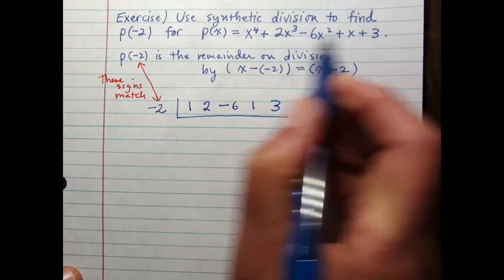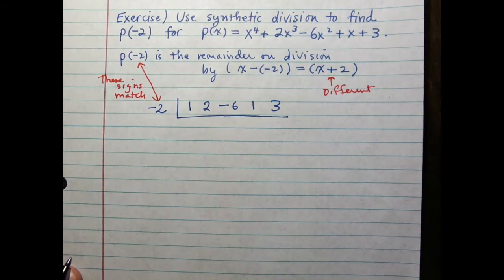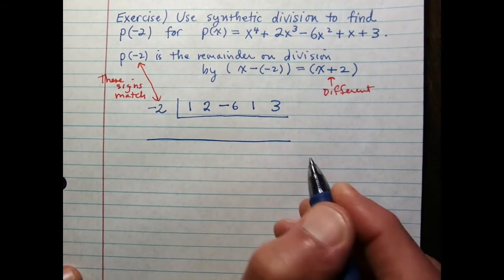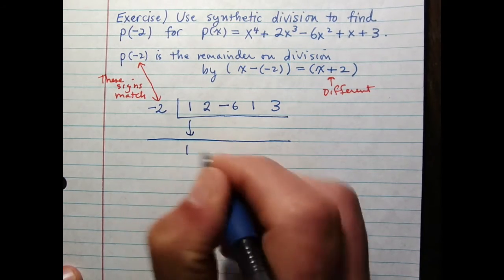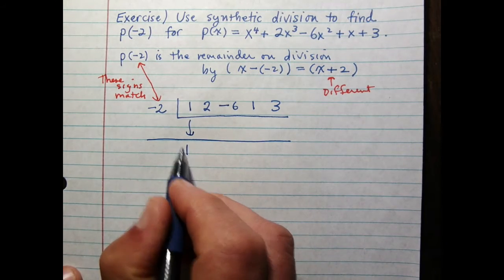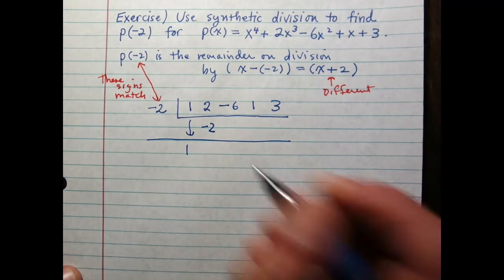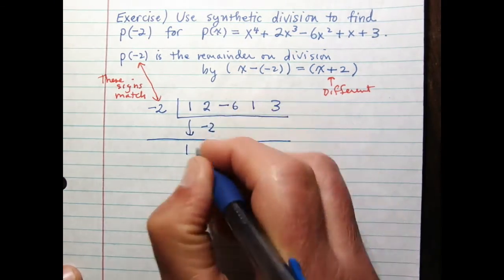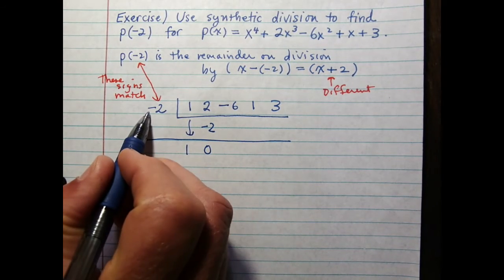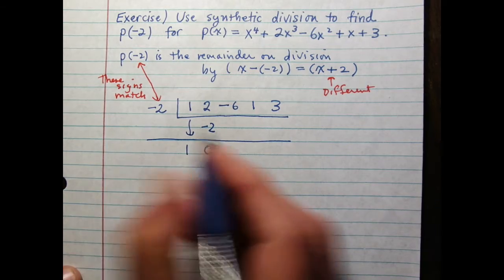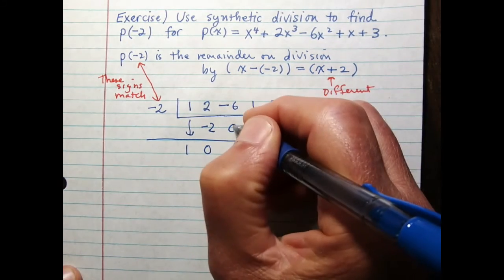I don't think I need any zeros because I've got fourth, third, second, first, constant. Okay. Now, let's go ahead and do synthetic division. We bring down the first term. Now we multiply. 1 times negative 2 is negative 2. I write it there. I add these two together. I get 0. I take 0 times the negative 2 out in front. 0 times negative 2 is 0. I write it there.